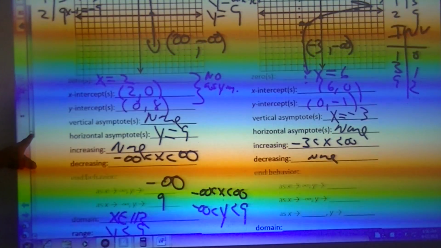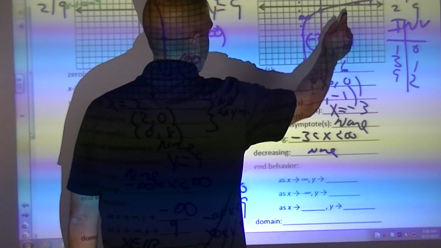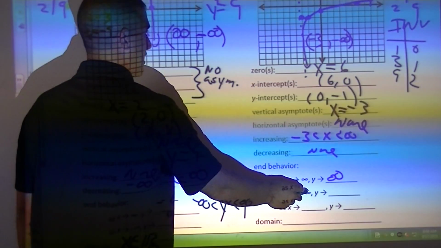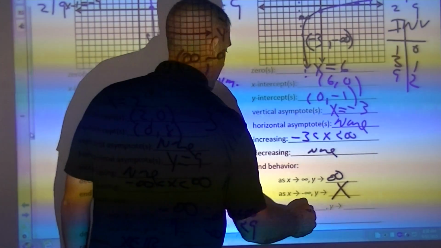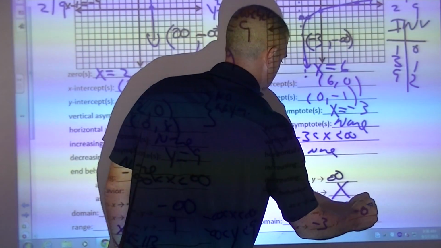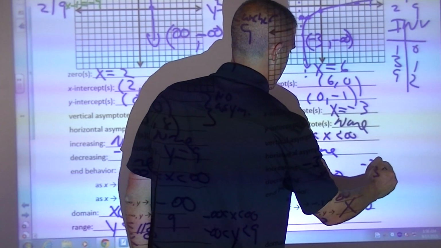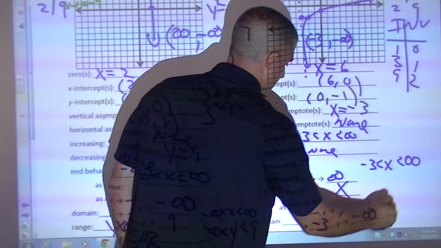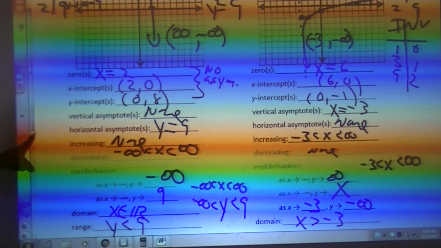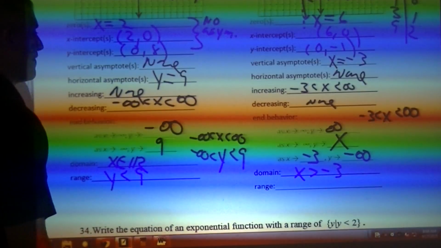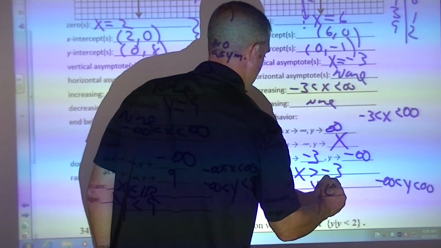My end behavior: as x approaches infinity, y approaches positive infinity. As x approaches negative infinity, I don't have that, so it's not going to be anything. As x approaches negative 3, y will approach negative infinity. The domain: smallest x value is negative 3, biggest x value is infinity, so x is greater than negative 3. My range: my smallest y value is negative infinity and my biggest is positive, so the range is all real numbers.